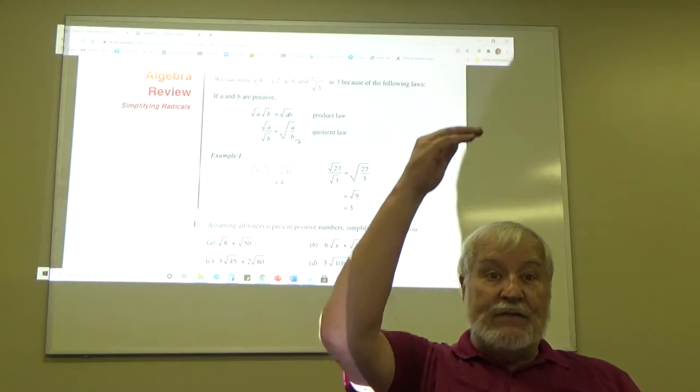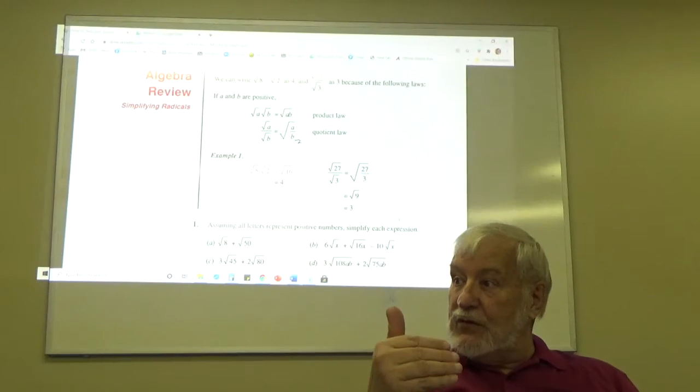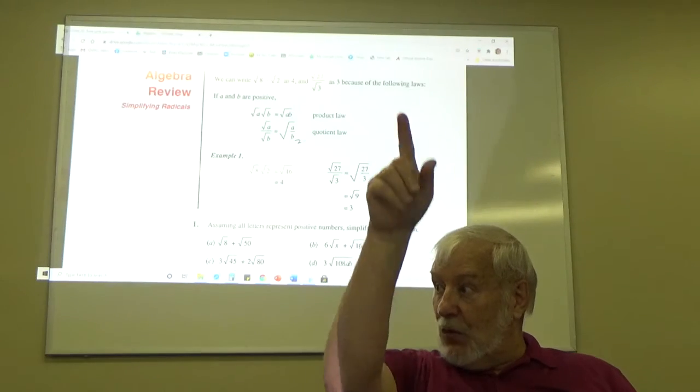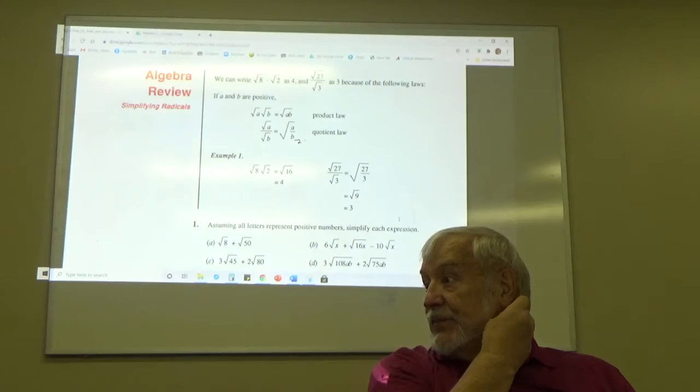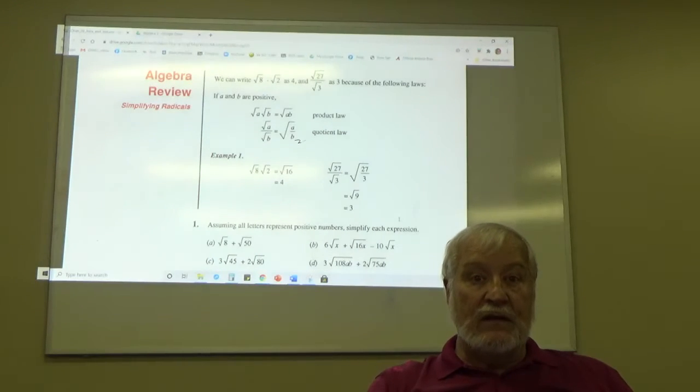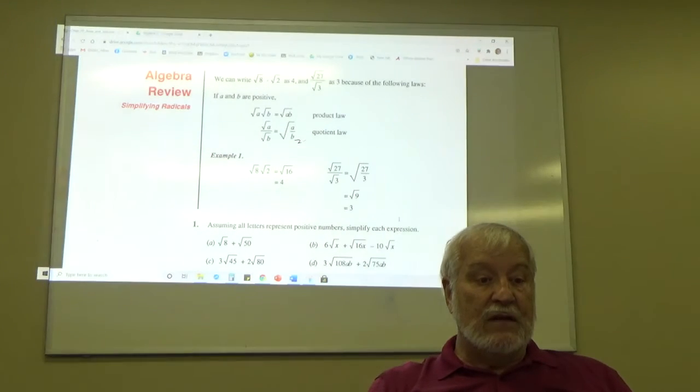Right? Now, if I have a square root of 3 on the top and a square root of 3 on the bottom, won't they cancel and make 1? So what's left? Square root of 9. How much is square root of 9? Square root of 9 is 3.